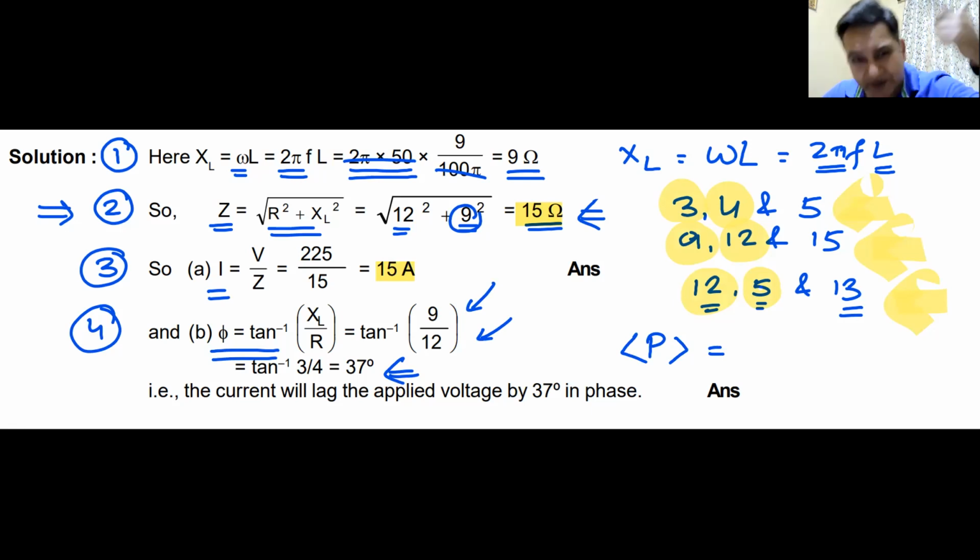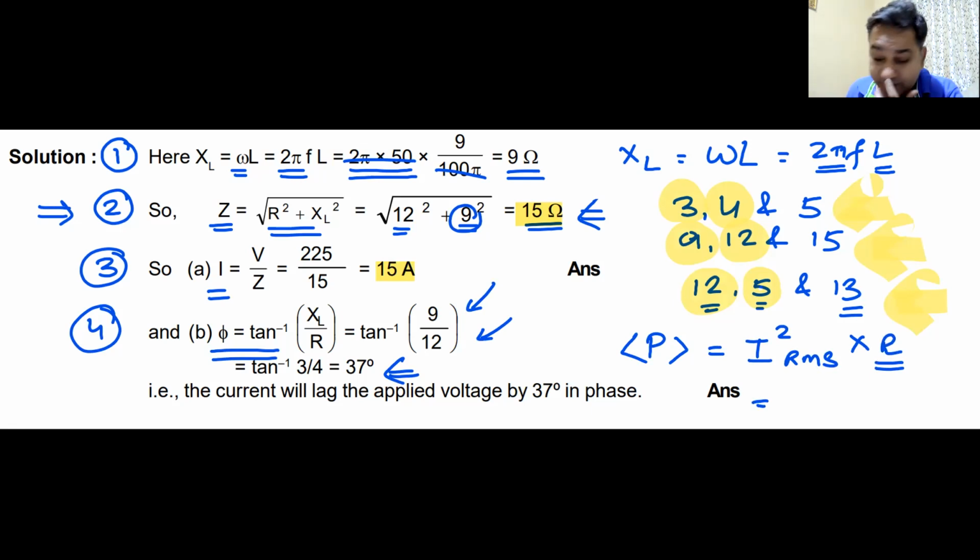My way is, you have already calculated the value of IRMS. You just square the value of IRMS and multiply it by R. That will give you the average power. The RMS value is 15, so 15 squared multiplied by the value of resistance, which is 12. Multiply these two things, and you will get the average power.